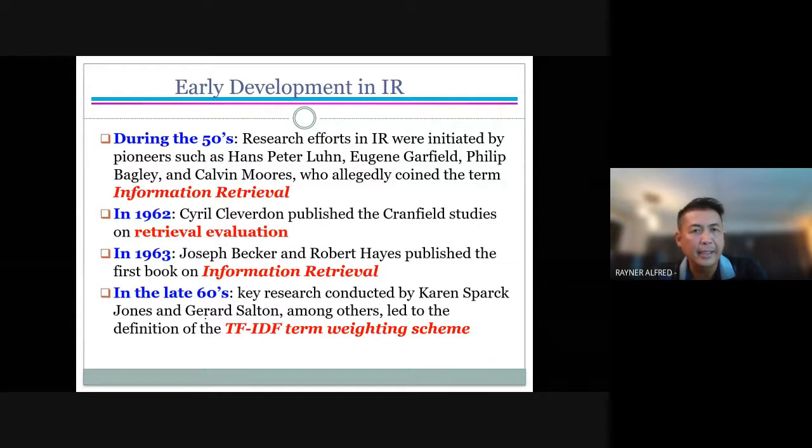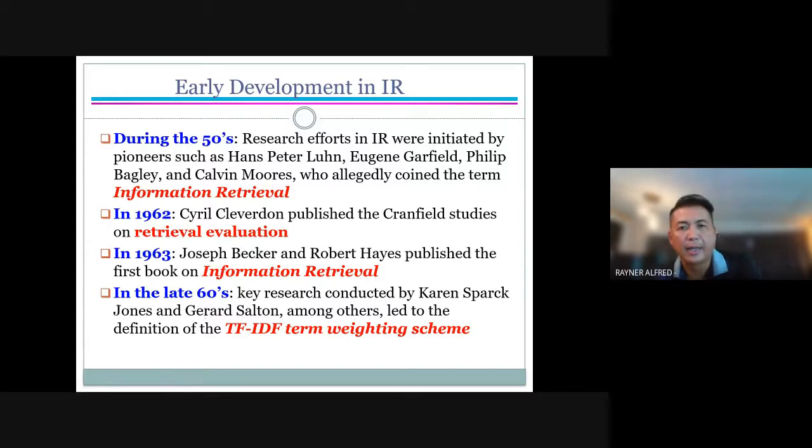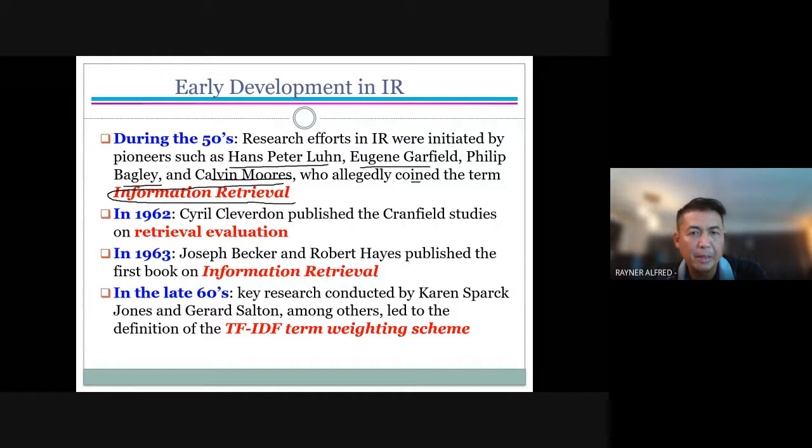IR started in the 50s, in which a few researchers, for example, Hans Peter Luhn, Eugene Garfield, Philip Bagley, Calvin Mooers, they all coined the term information retrieval. So these people have studied how we store information, unstructured data, and at the same time, we want to be able to retrieve this information from our storage.